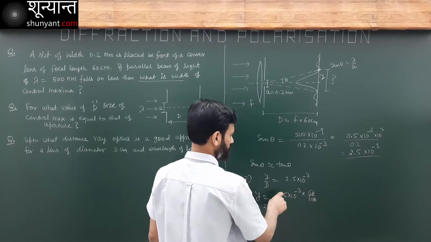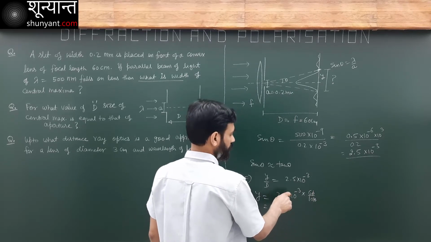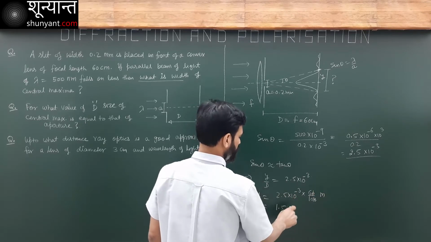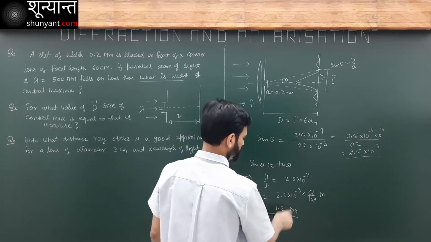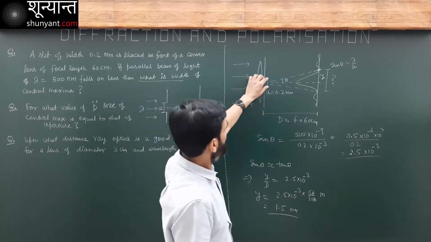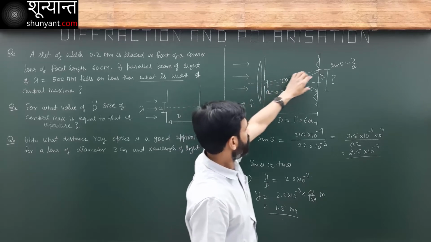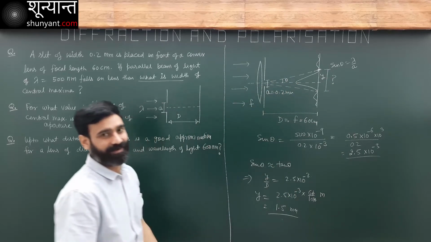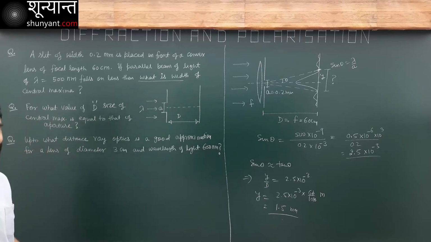6 and 2 is 12, and 3, so 15 over 10, which is 1.5 in meters, or 1.5 mm. This is 1 mm, this is 0.2 mm, and this becomes 1.5 mm. This is the spreading of light. Okay, you got it. Now the next one is very interesting.